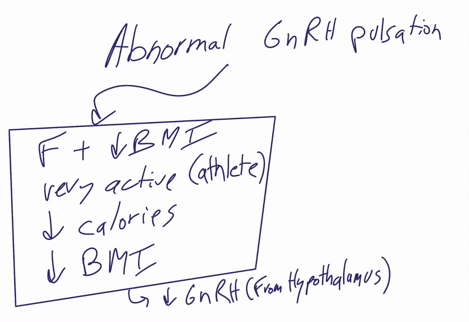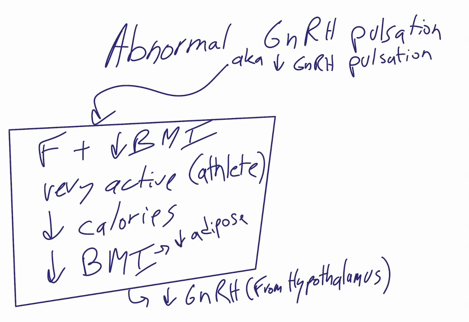This is going to be the classic hypothalamic amenorrhea. So this basically disrupts gonadotropin-releasing hormone secretion from the hypothalamus, which leads to amenorrhea. It could also be labeled as abnormal GnRH pulsation or decreased GnRH pulsation. They'll show up both ways.